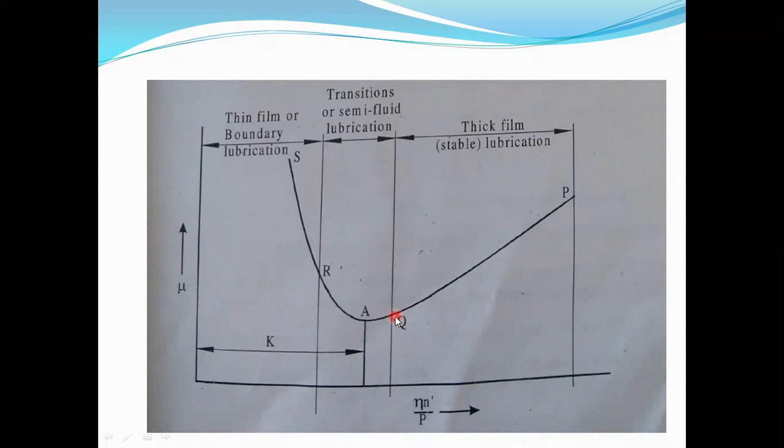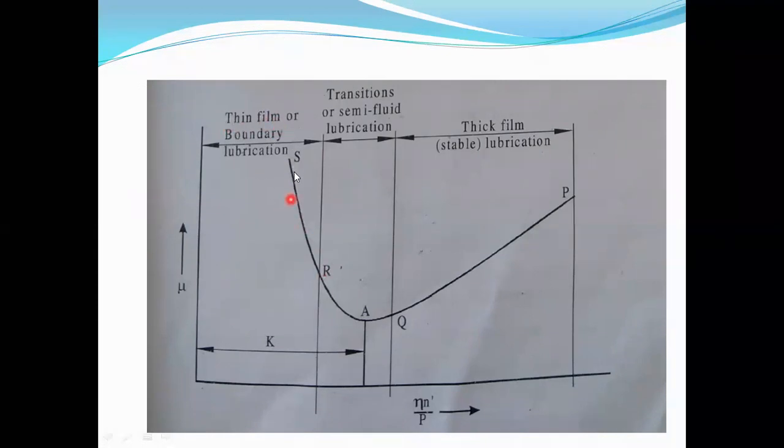When it comes to Q to R, eta, the viscosity of the fluid, and the speed will be reduced, but the pressure will increase. Once the pressure increases, there is a contact between the journal and the bearing, that is, between the bearing and the shaft. Therefore, thin film lubrication is generated from R to S.